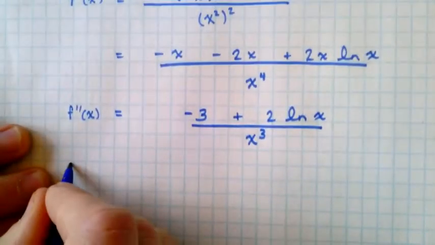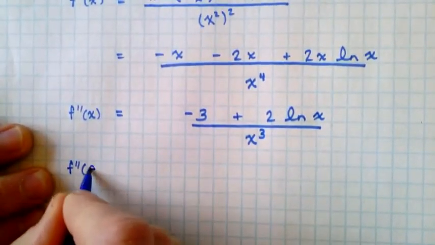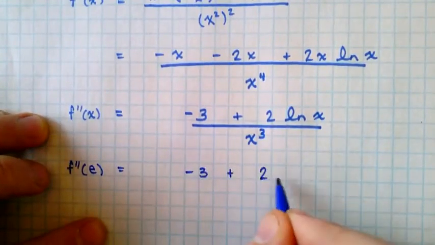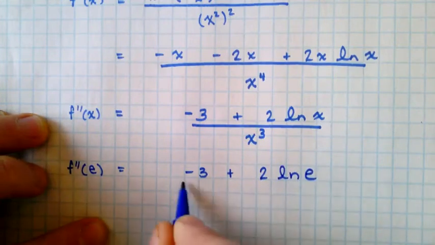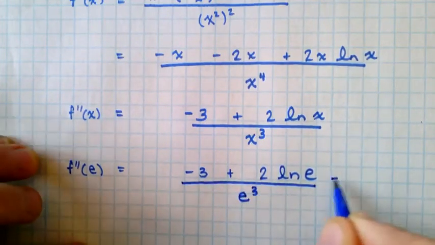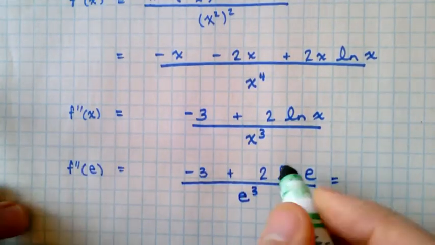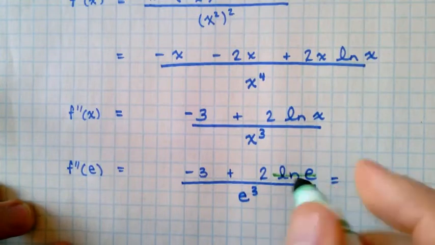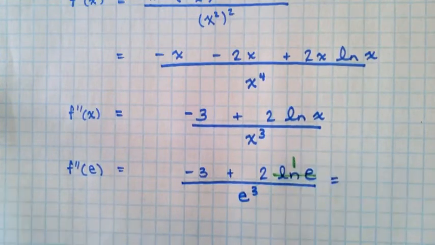Now, we're going to plug e into this because we're interested in whether e is a local maximum or a local minimum. When we do that, all right, natural log of e is 1.